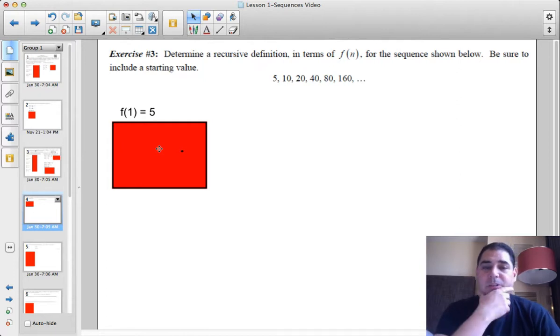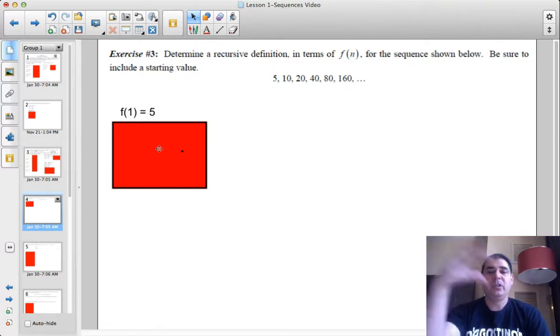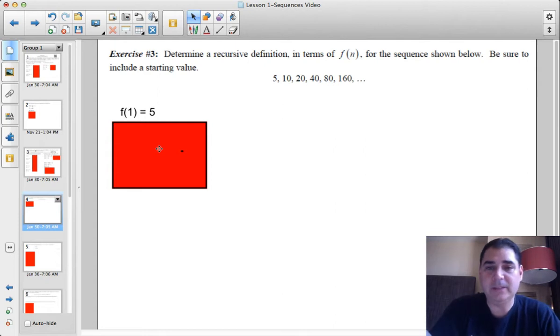Now again, I was telling you before, when you watch the videos, if you want to try to answer the question before I go over it, make sure you pause it. So 5 times 2 is 10. 10 times 2 is 20. 20 times 2 is 40. So you have to multiply. Take the previous term and multiply by what it's being multiplied by.